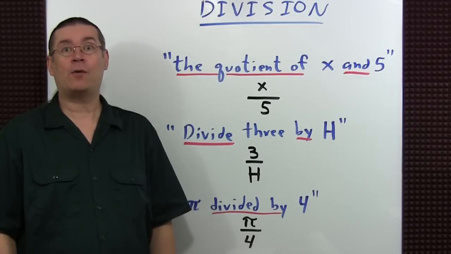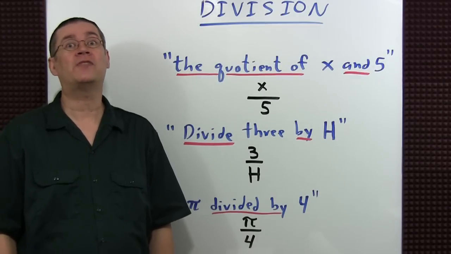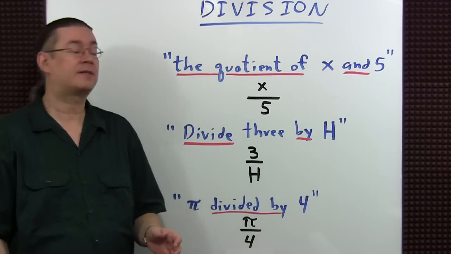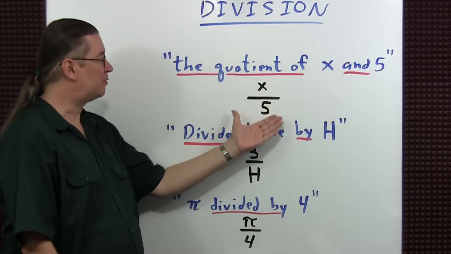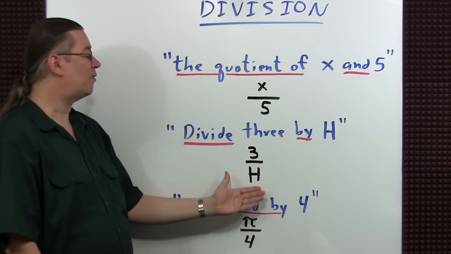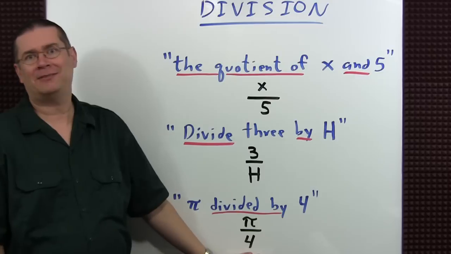And the very final thing I want to talk about in this lesson is converting phrases into expressions that deal with division. They are very straightforward. Just write them as fractions. For example, the quotient of x and 5 becomes x over 5. Divide 3 by h is 3 over h. And of course, pi divided by 4 is simply pi over 4.